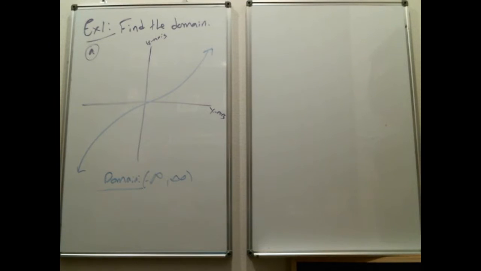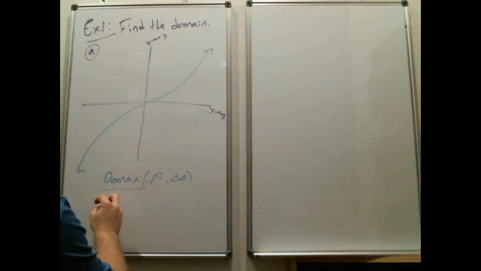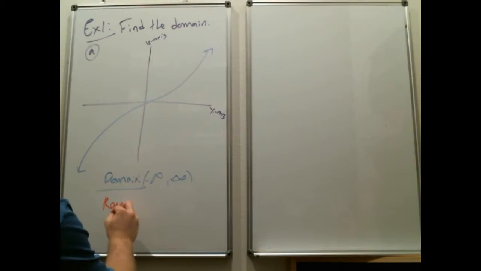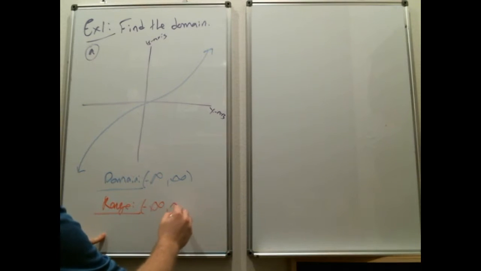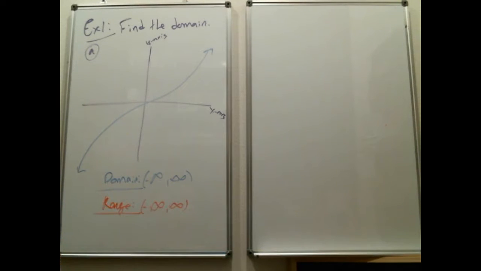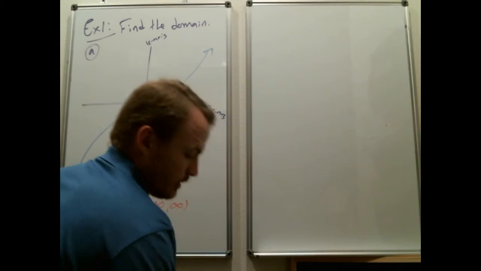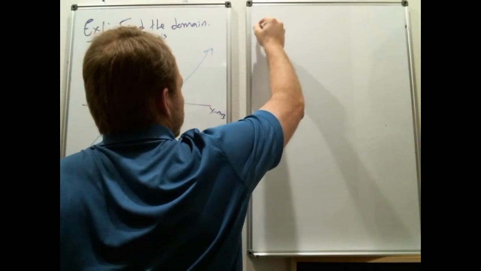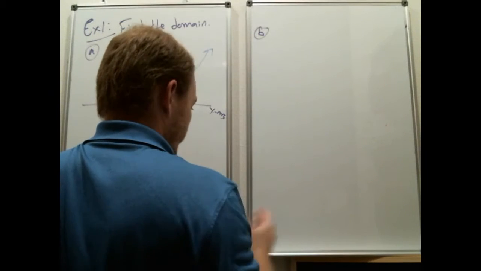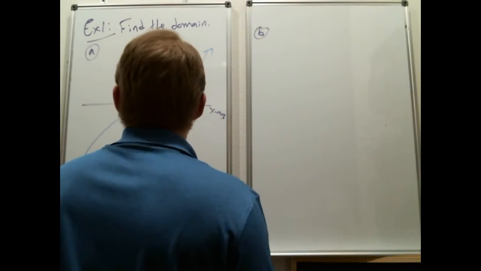And since we're here, I should have written this in the directions. Let's find the range. So the domain is the set of all x values, and the range is the set of all y values. And this one's pretty easy here. The smallest y value goes to negative infinity, and the largest is positive infinity. All right, let's look at one more graph, and then we'll get on to how to find the domain of a function of just having an expression.